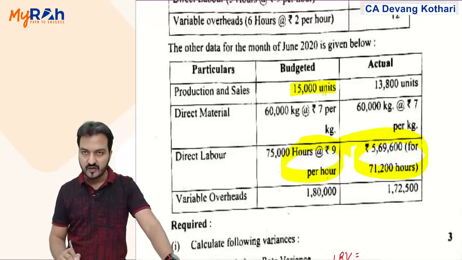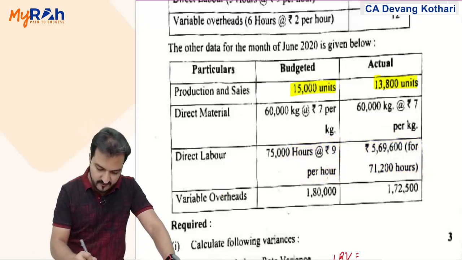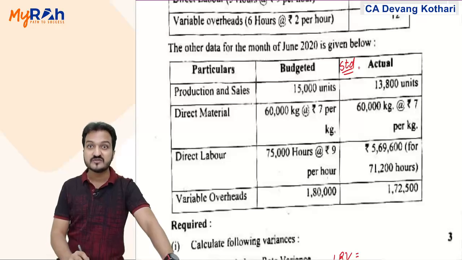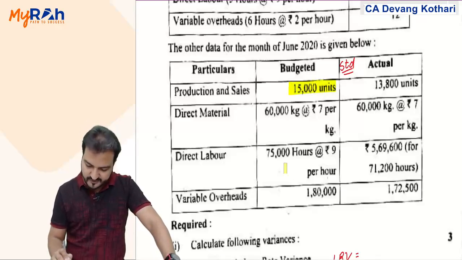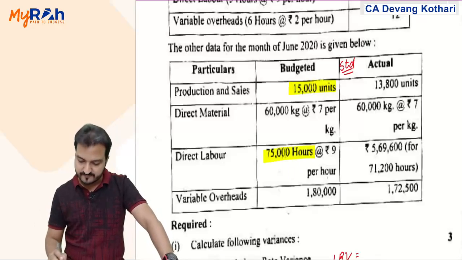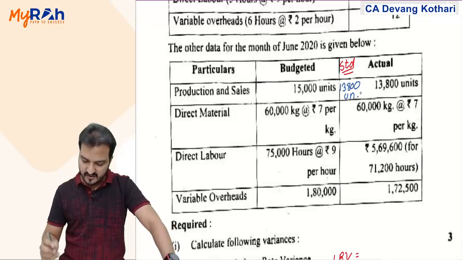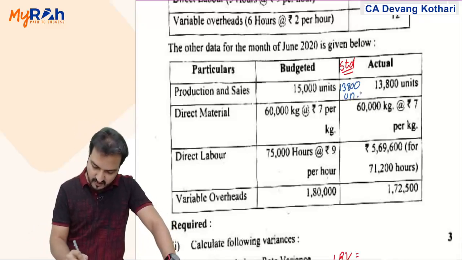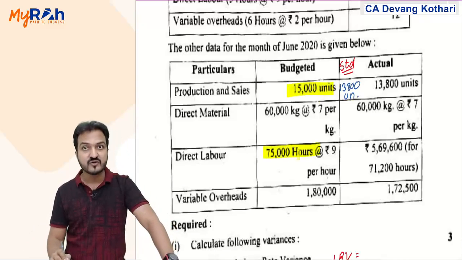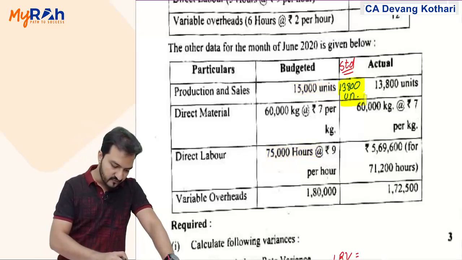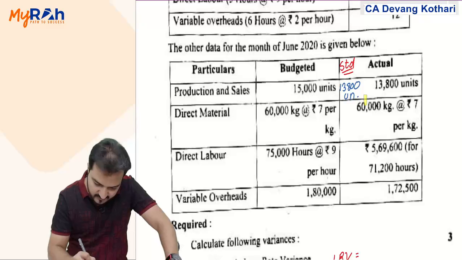Budgeted units 15,000, actual units 13,800. I can make a column here: standard for actual. If 15,000 budgeted units require 75,000 hours, then I should make the standard for 13,800 units, and let's see how many hours it will require. 15,000 units require 75,000 labor hours, so what will 13,800 units require? 75,000 divided by 15,000 into 13,800 makes it 69,000 hours.